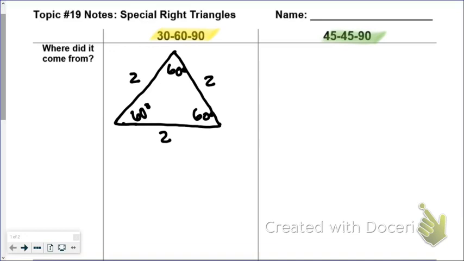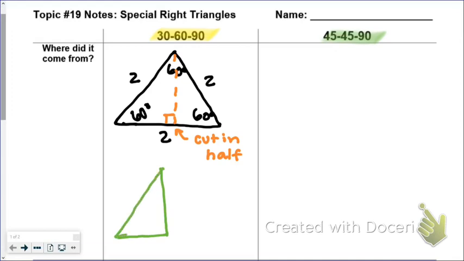How I'm going to get my 30, 60, 90 is I'm going to take this equilateral and cut it in half. I'm going to drop down its altitude. All right, so now I'm going to bring that triangle out, so now we have something like this. We still have this side length of 2, but we cut this bottom length in half, so this becomes 1. And we're actually going to look for this middle side here.